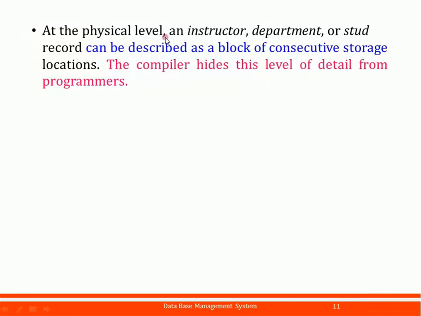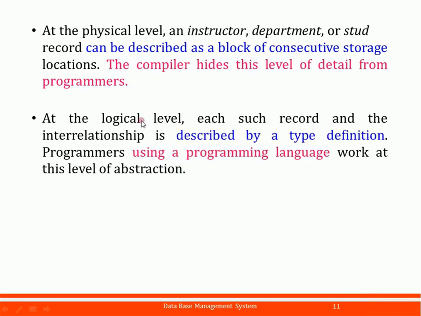So at the physical level, an instructor, department or student record can be described as a block of consecutive storage locations. At the memory level, how this instructor, department and student are stored is described at the physical level. So the compiler will hide this level of detail from the programmers. So only the developers will know about this physical level and how it is stored.